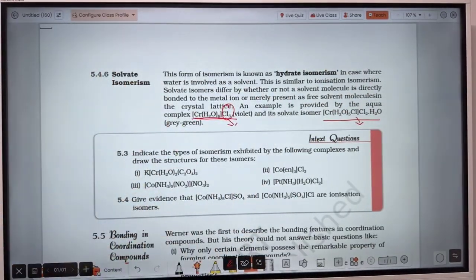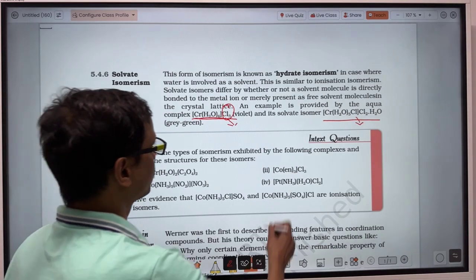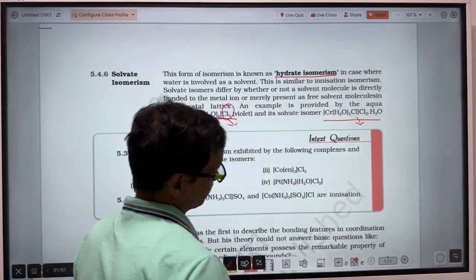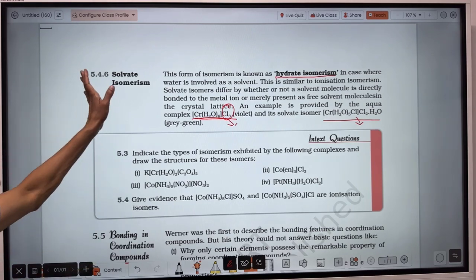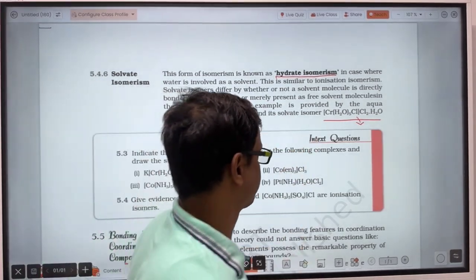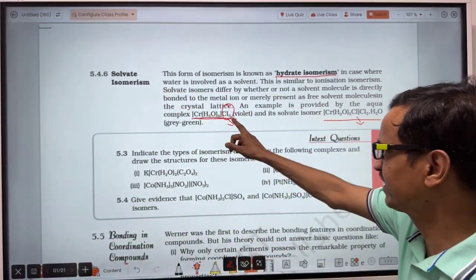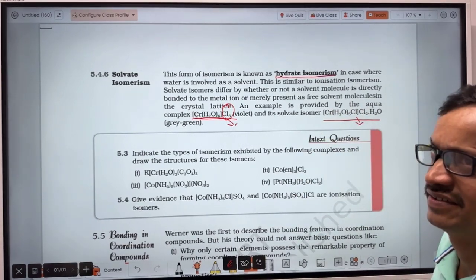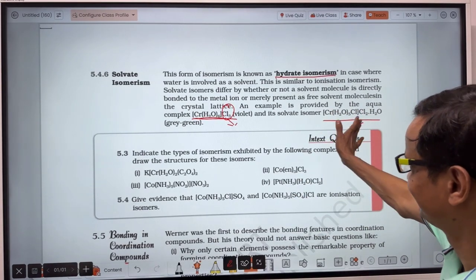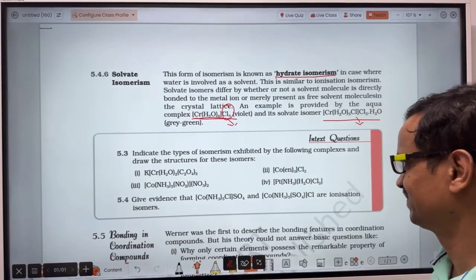So this is solvate isomerism. That is also called hydrate isomerism. In solvate isomerism, the 2 isomers give different numbers of ions when dissolved in water. Okay, that was solvate isomerism.